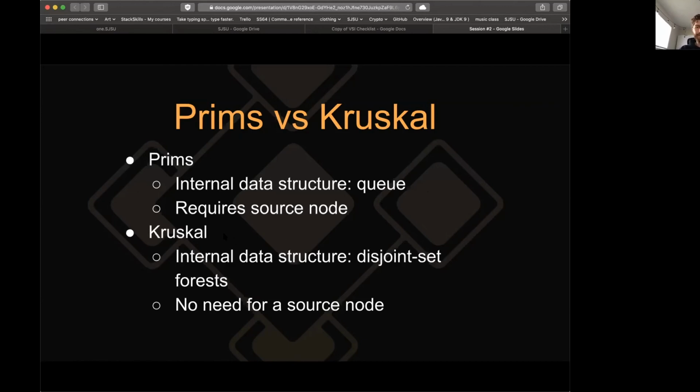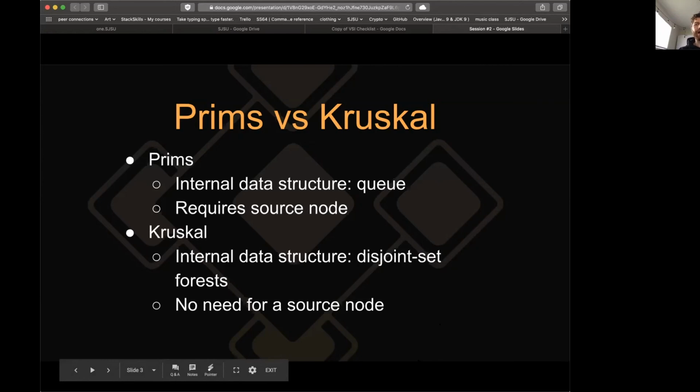However, the difference with Kruskal is that Kruskal uses a disjoint set forest data structure internally. That's what we were doing earlier in the graph: representing the different disjoint sets and doing operations on them. So it uses that data structure internally. And for Kruskal, we don't need a source node. Those are the two differences between Prim's and Kruskal.